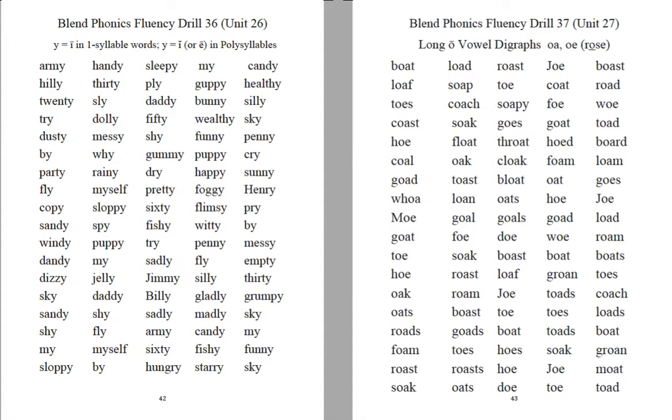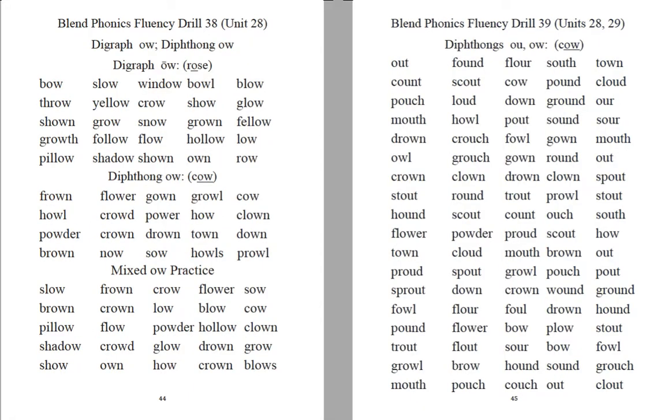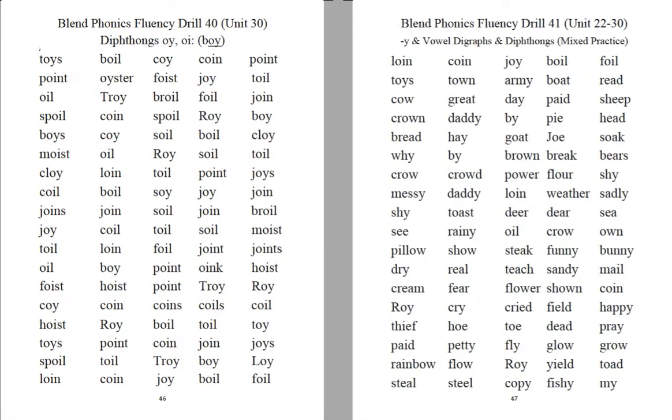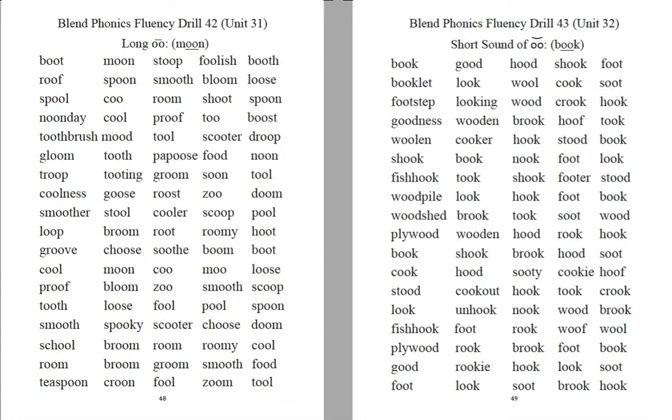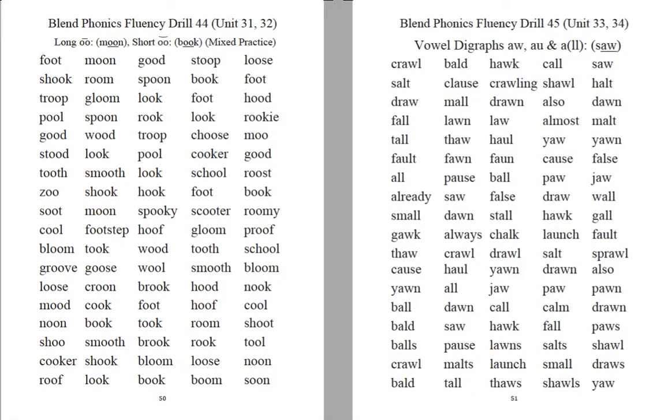Then we have the OA and the OE of Rose, the long O. And again, they're going to read these until they can read that page at the calibrated speed. OW, OU, OY. You can see how complete this program is. Double O's, long and short. And then you have a review.